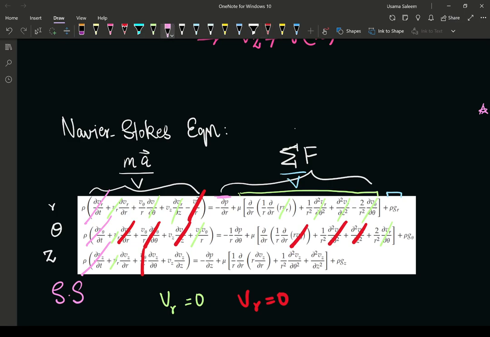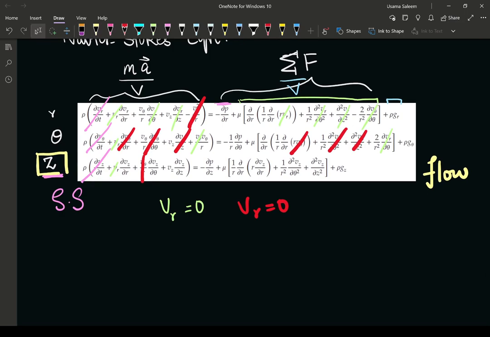So for our main equation, you're going to have three components, and the most important one is the one in which you have flow. We have flow in the z direction, so that's going to be our primary focus. Let's see what we have in the z direction. I'm just going to write it out and see what I have so far.